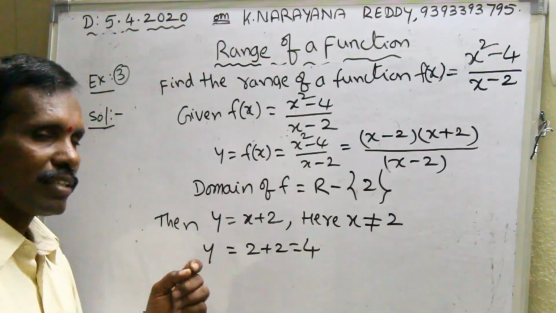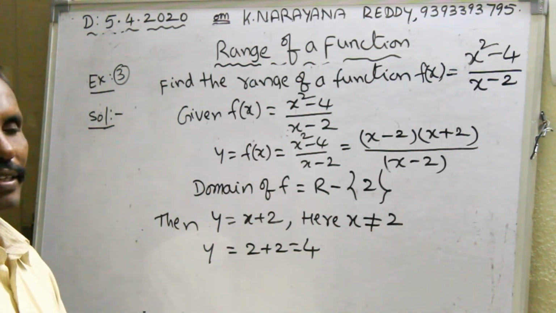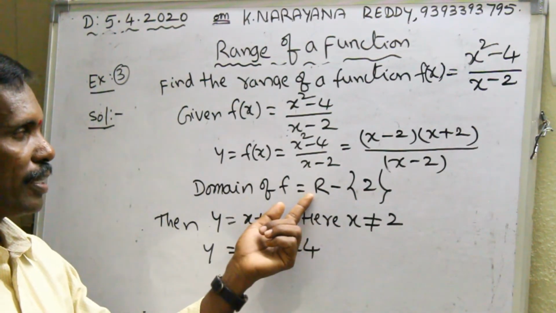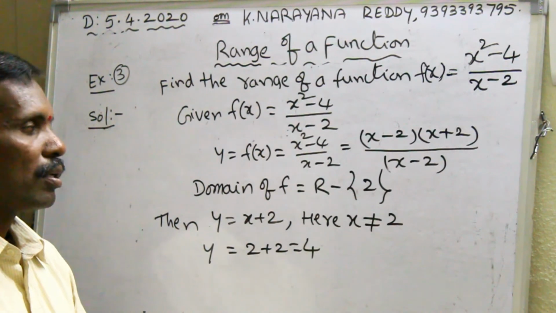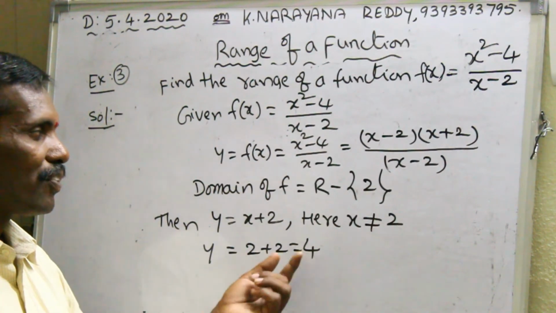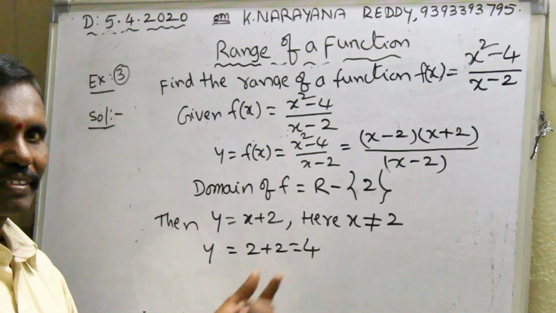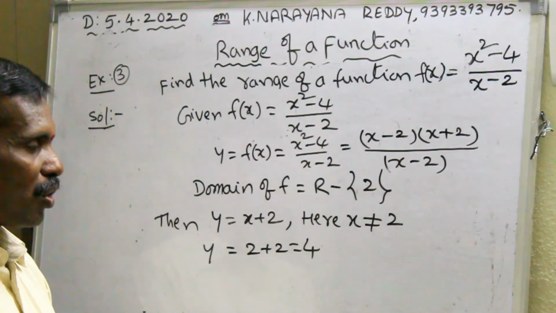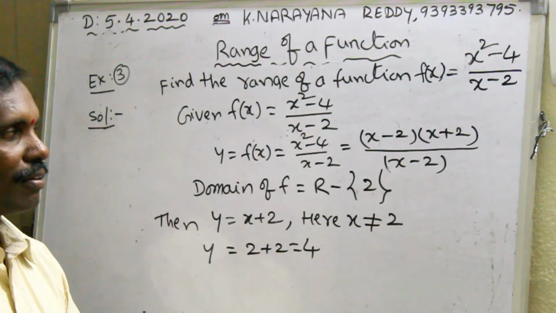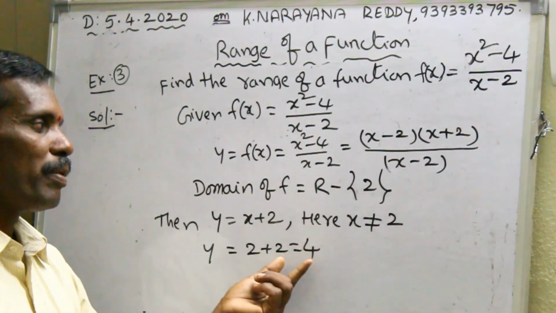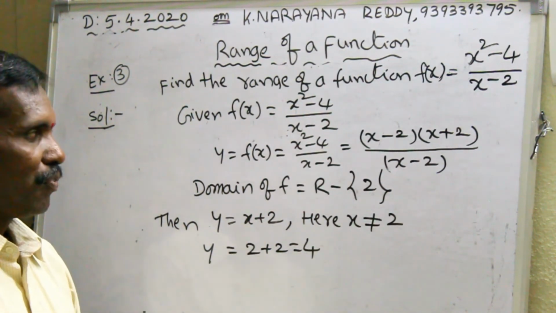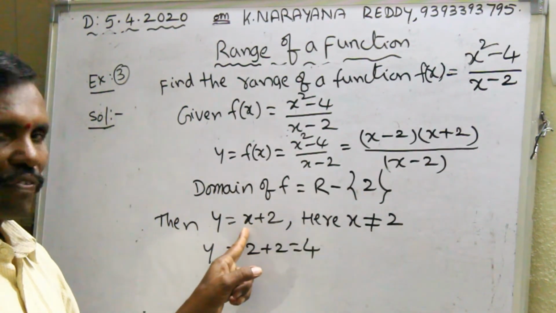Why are you taking 2? That is the doubt. Because we can't substitute 2 in the place of x, since the domain is R minus 2. We can't take 2 as an input value, so we can't get 4. That is why we omit this 4 from the real numbers. We are omitting 2, and here also we are omitting 4, because 2 plus 2 is 4.